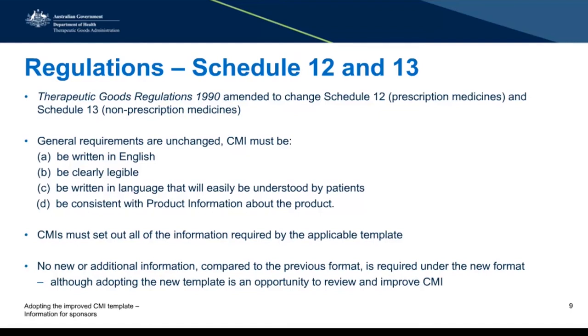So the new part of the regulations is that the CMIs must now set out all the information required by the applicable templates. We actually cut a lot of stuff out of the regulations that expanded upon the different types of information that should be included, and instead we've pointed to the template and said if there's a heading in the template, then the information about your product should appear in your CMI under a similar heading.